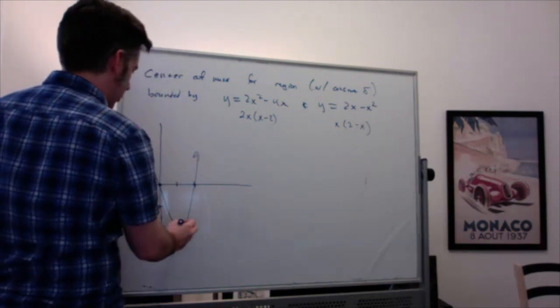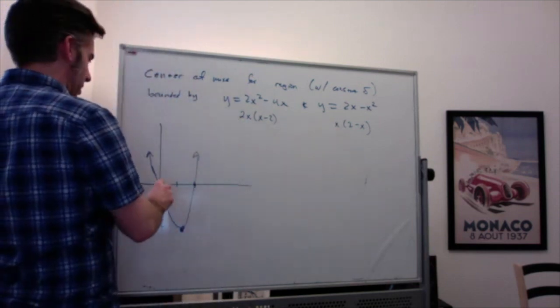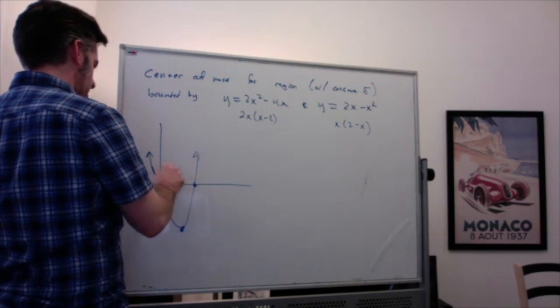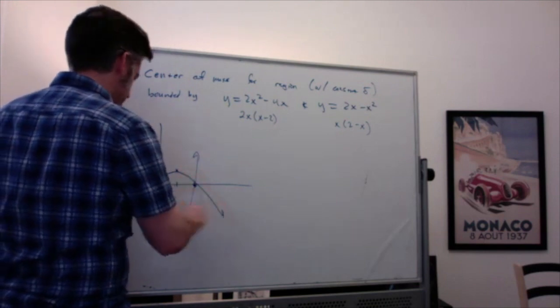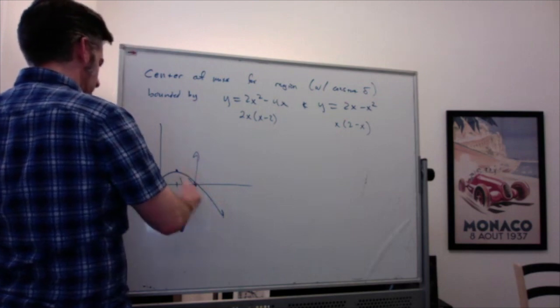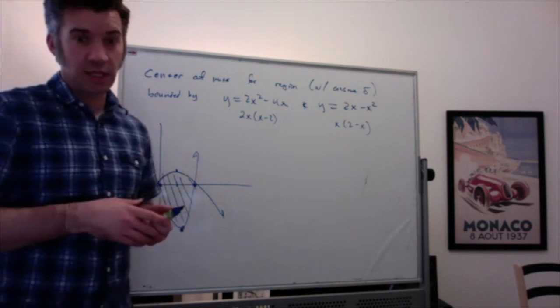And this other parabola looks like it opens downwards. It's also got intercepts at 0 and 2. How convenient. Looks kind of like this. So I'm looking at this region here. Okay, here's something that's nice to know about this.